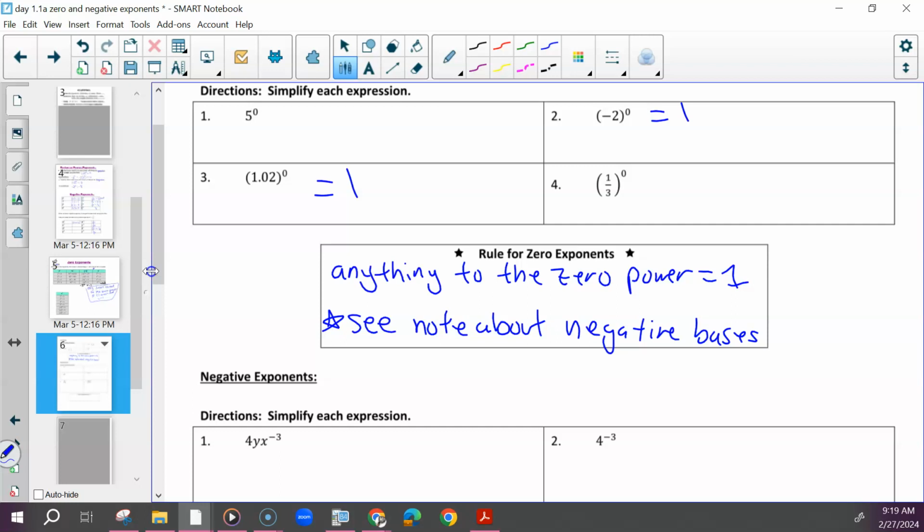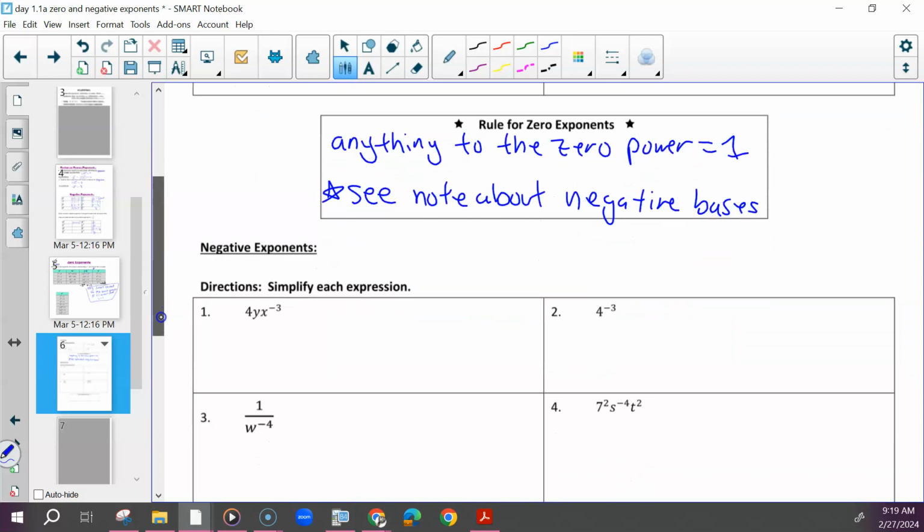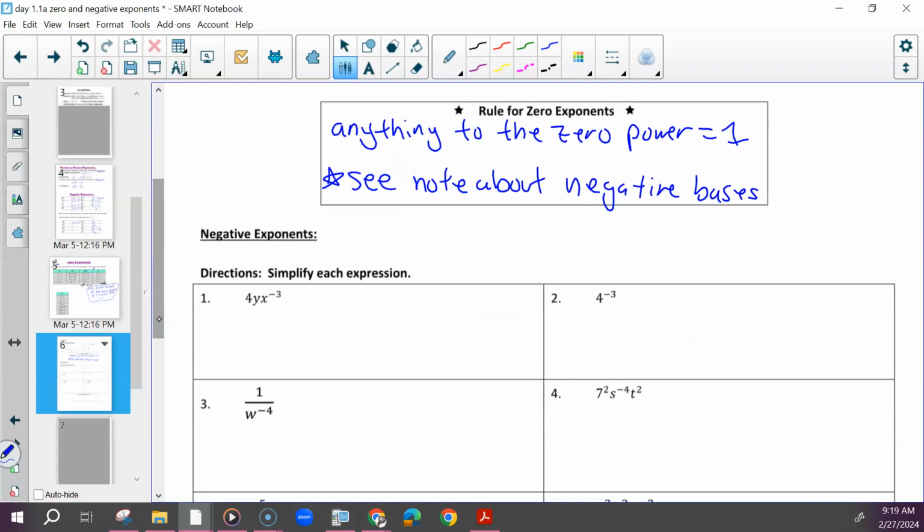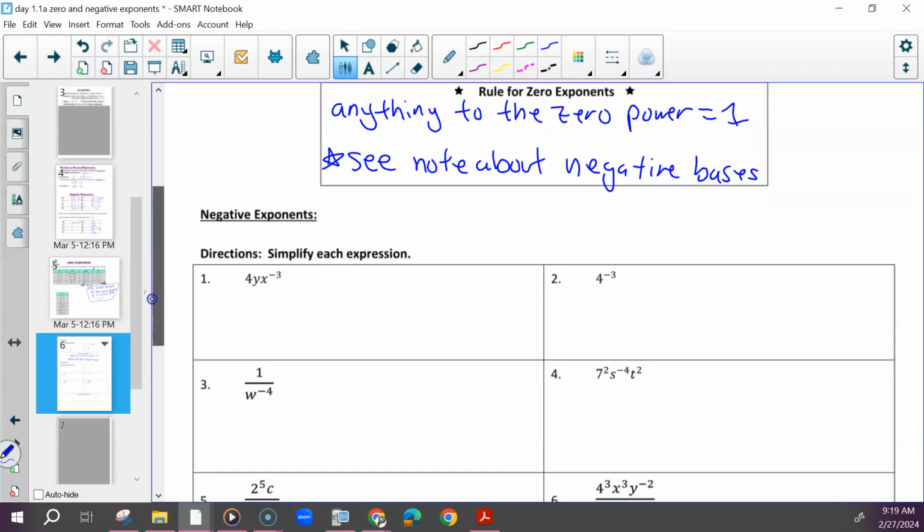Now we're going to do some negative exponent examples where it's more than just one variable or one number. Starting with number 1. When you see something like this, you have to think about everything is being multiplied together. There are 3 separate things: 4 times y times x to the negative third. Not everything is being raised to the negative third because it's not in parentheses.